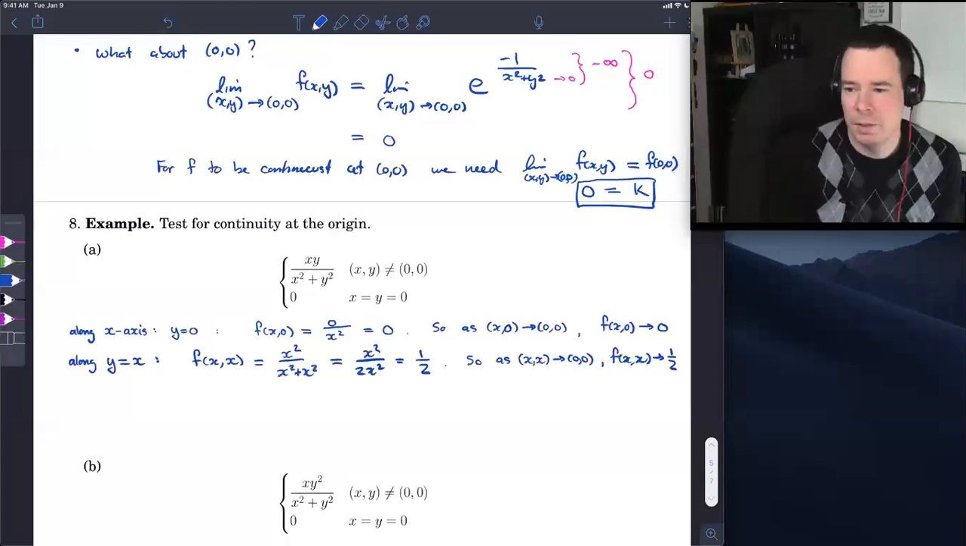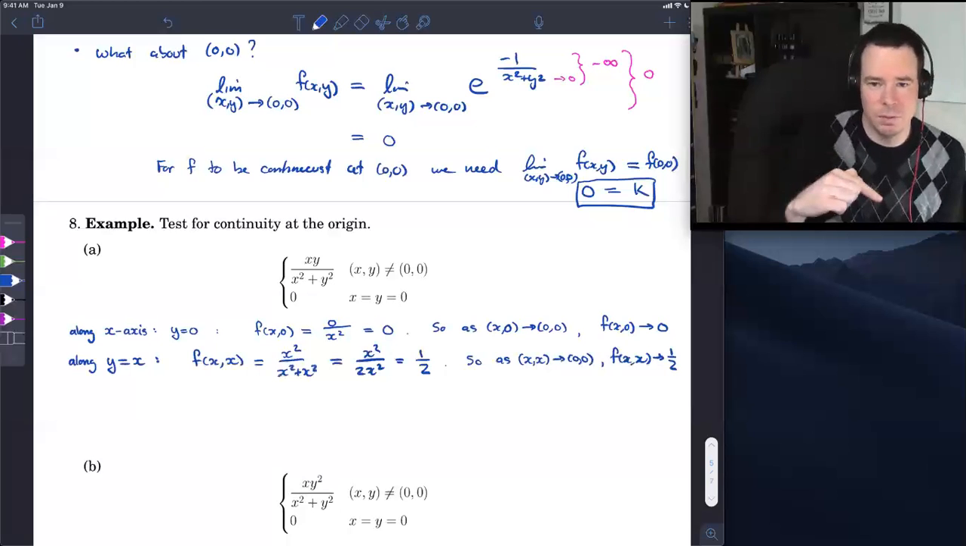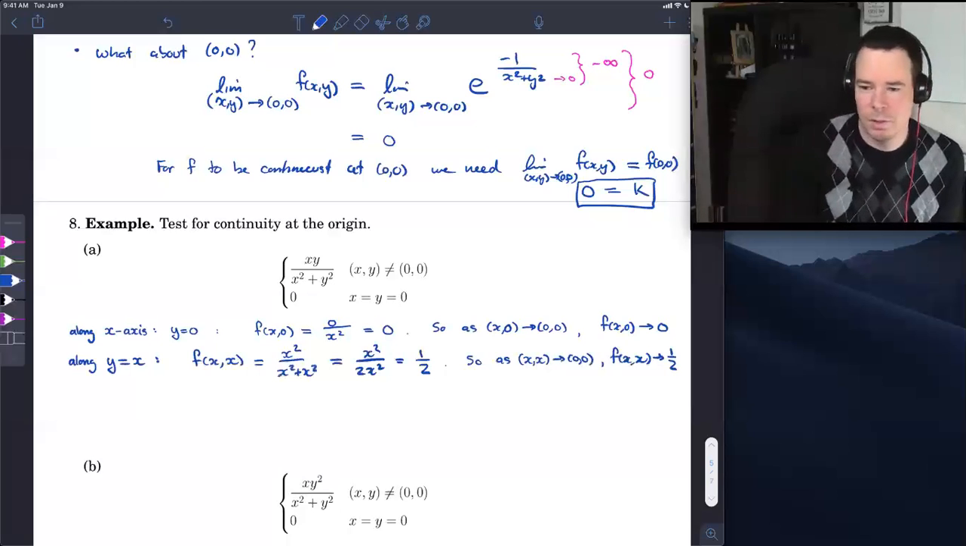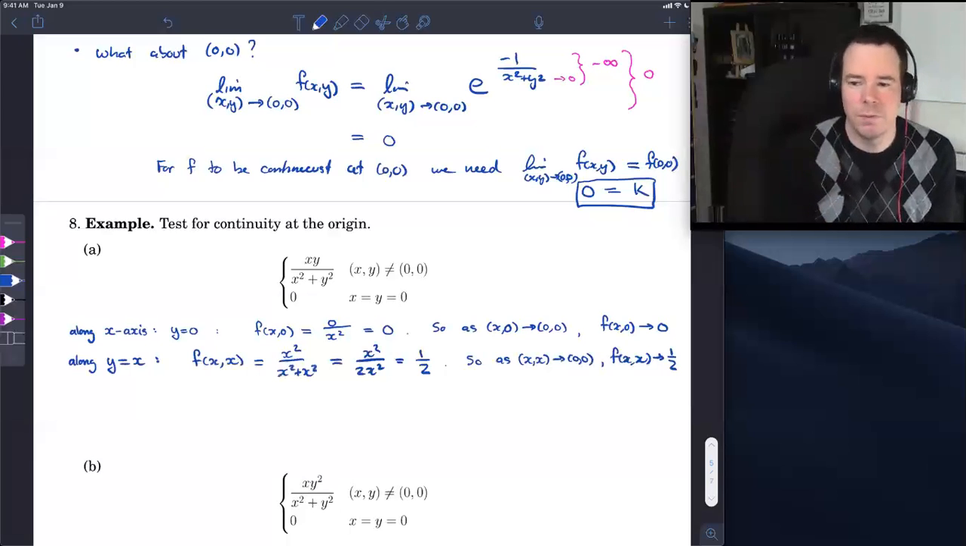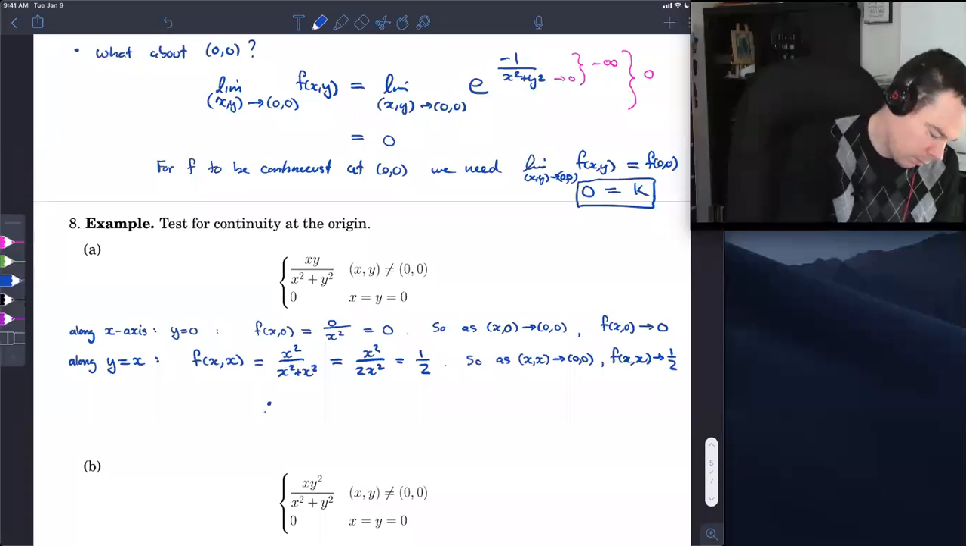So it depends on which direction I come at the origin from. If I come along the x-axis, my function values go to 0. But if I come along this other line, y equals x, my function value goes to a half. Those are two different values, and so the limit can't exist because it's dependent on direction. So therefore, the limit does not exist.